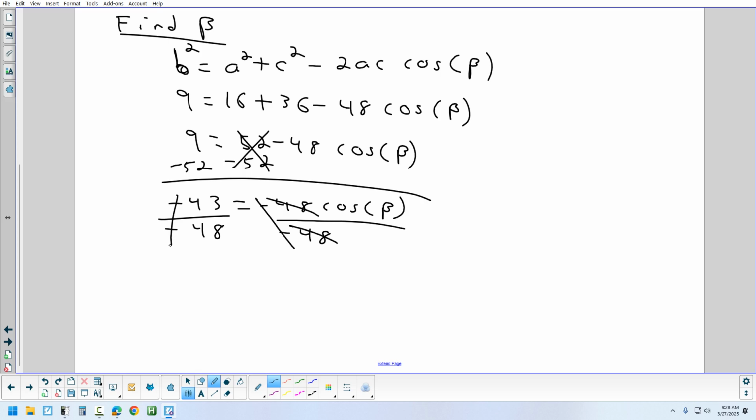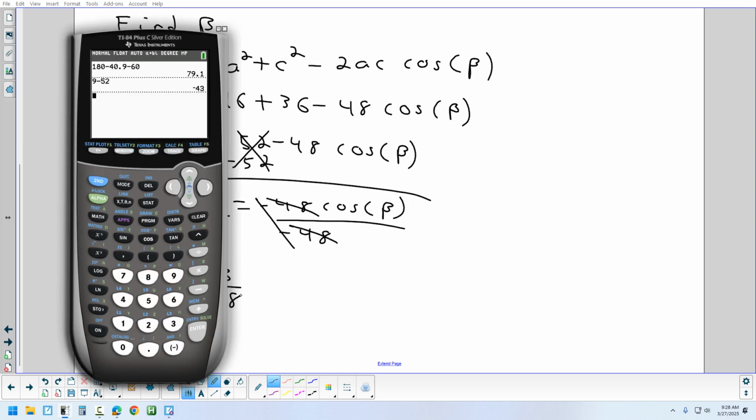Okay, so now we've got that. Next thing we want to do is, if we can simplify that fraction, we will. In this case, we can't. So just leave it as 43 over 48. If you type that in and you round it, you're going to get not a nice number. Right? So don't even round that off. Just leave it like that.